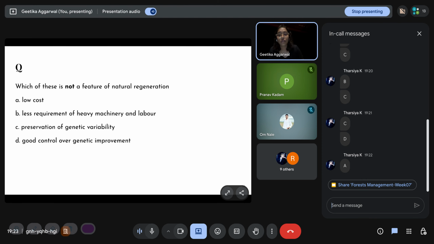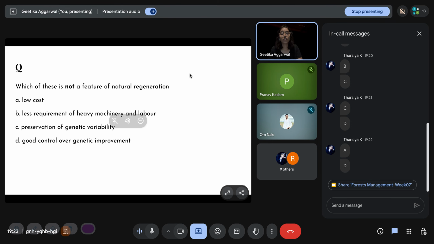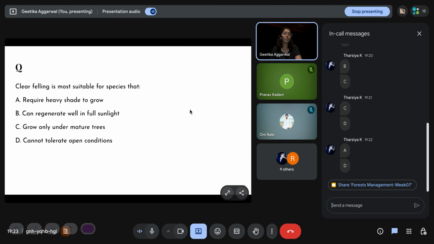Which of these is not a feature of natural regeneration? Low cost, less requirement of machinery and labor, preservation of genetic variability, good control over genetic improvement. Which of these is again not a feature of natural regeneration? Very good. So you cannot exercise genetic control or improvement in the area because you let the local trees themselves be the seed banks. So you're not bringing in any new seeds to allow for genetic variation.